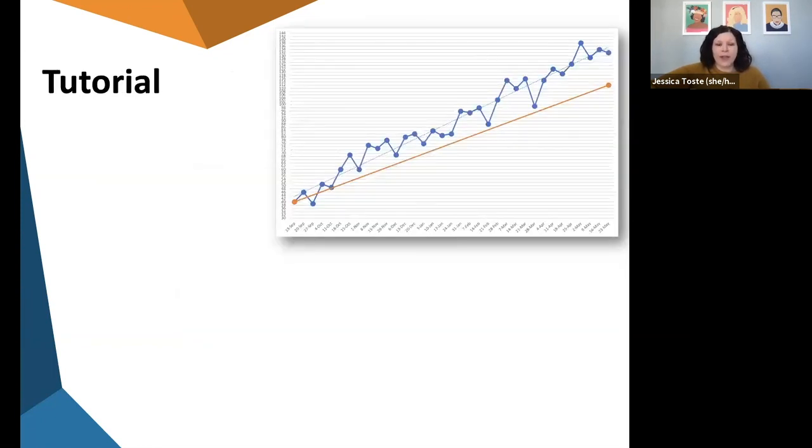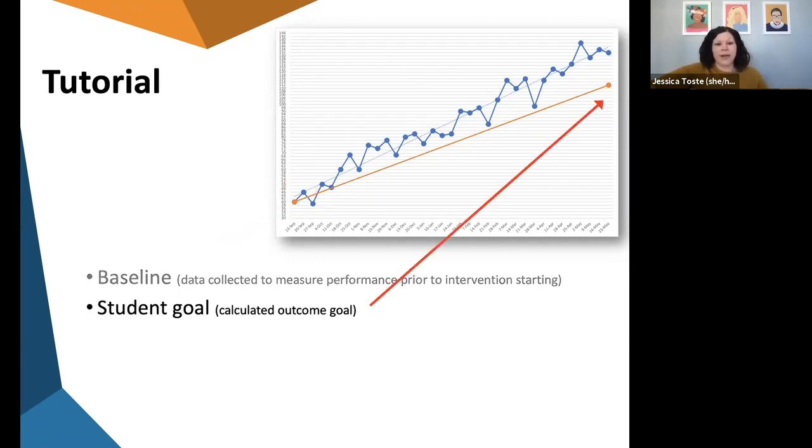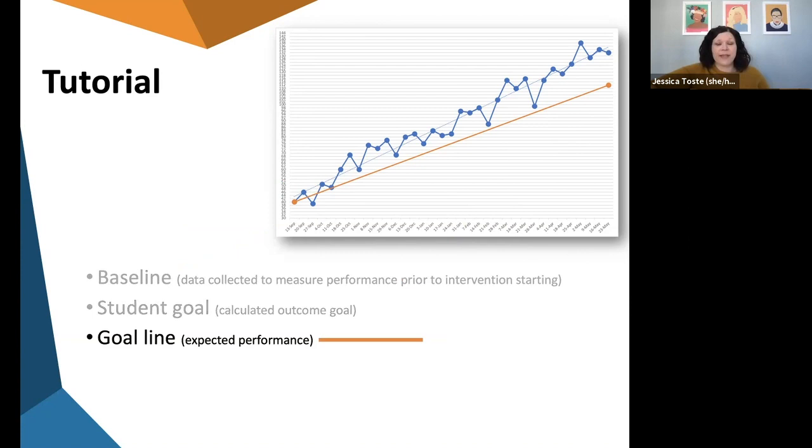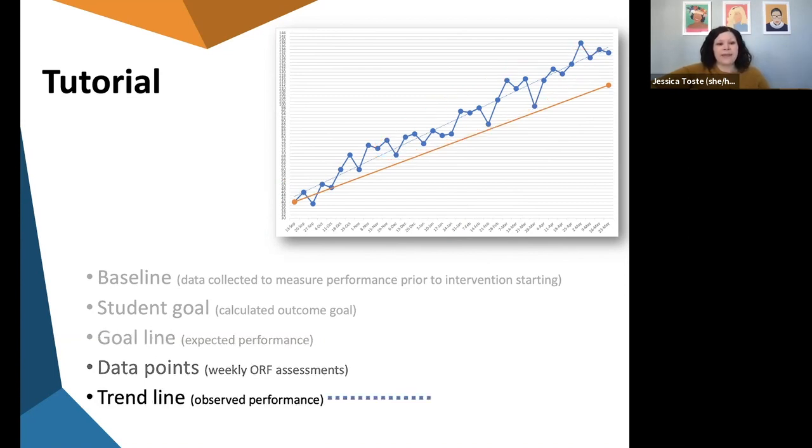And then we had a very quick tutorial where we showed them this, as indicated on the chart, this was the baseline, so the data that was collected to measure performance prior to the intervention starting. This was the student's goal, so where we wanted them to be at the end of the intervention. The goal line was represented with the orange bold line. That was their expected performance. The data points were circled here, and that was their weekly oral reading fluency assessments. And then the trend line was the blue dotted line, and that represented their observed performance over time.